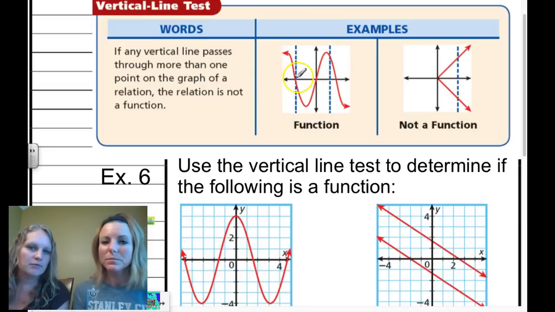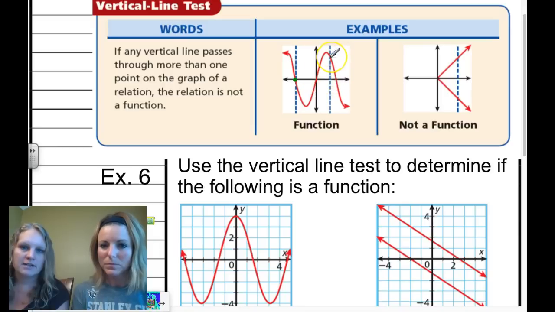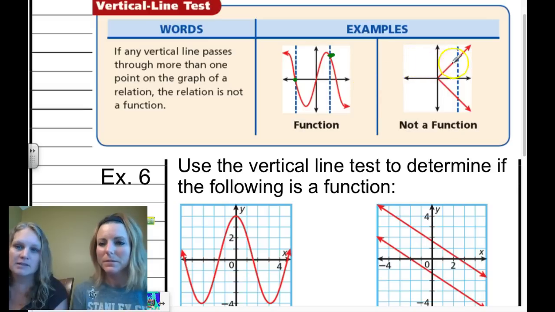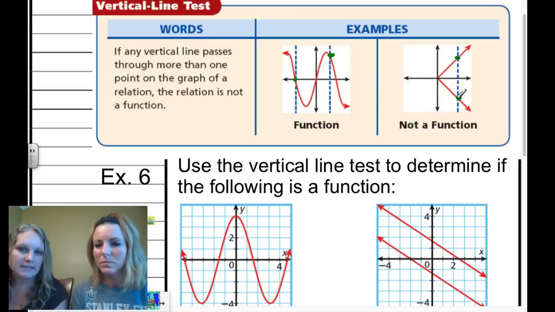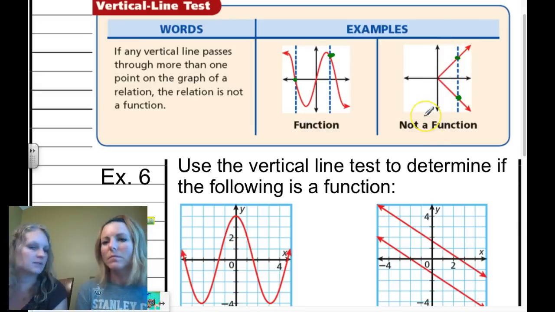Correct. So here I moved it, it touched one spot, keep moving it, it touched one spot, so it's still a function. Here, if I move my pencil over, it touches my graph, that red part, twice on that vertical line, so it's not a function.